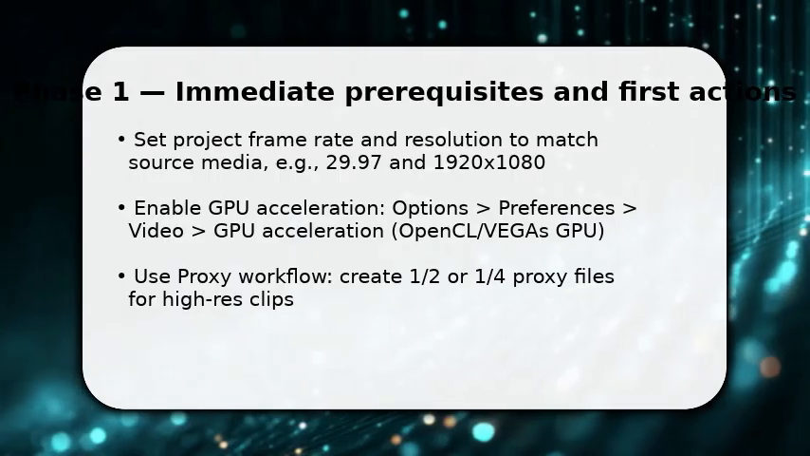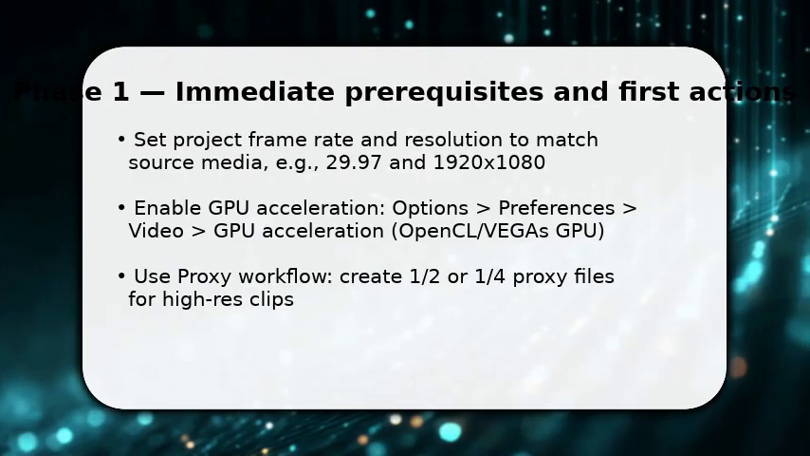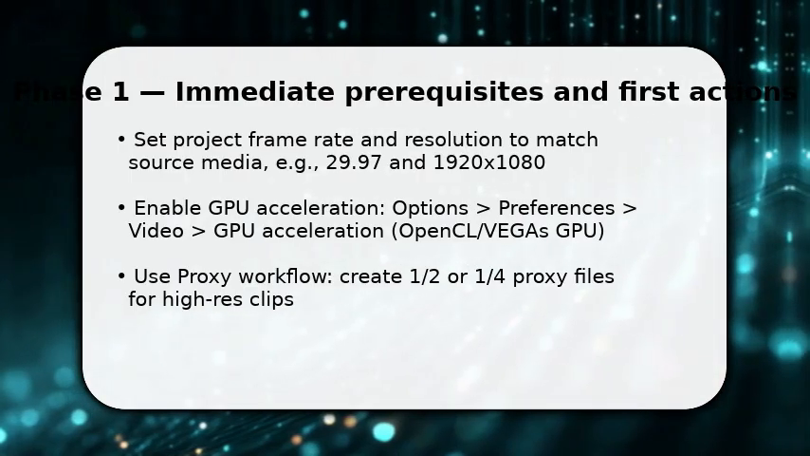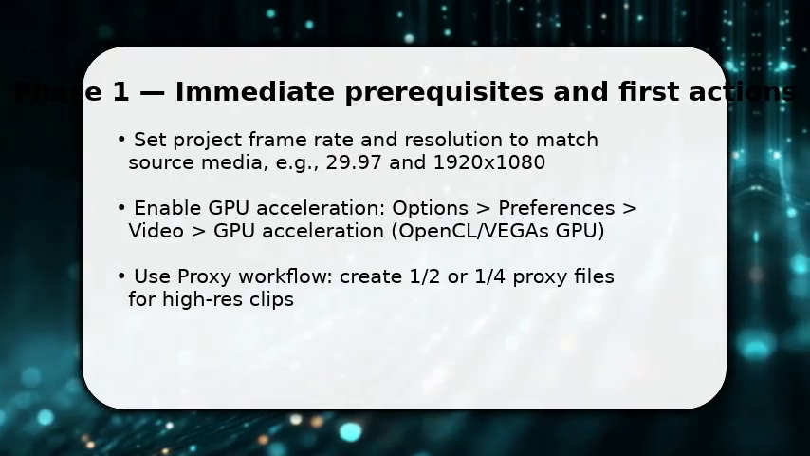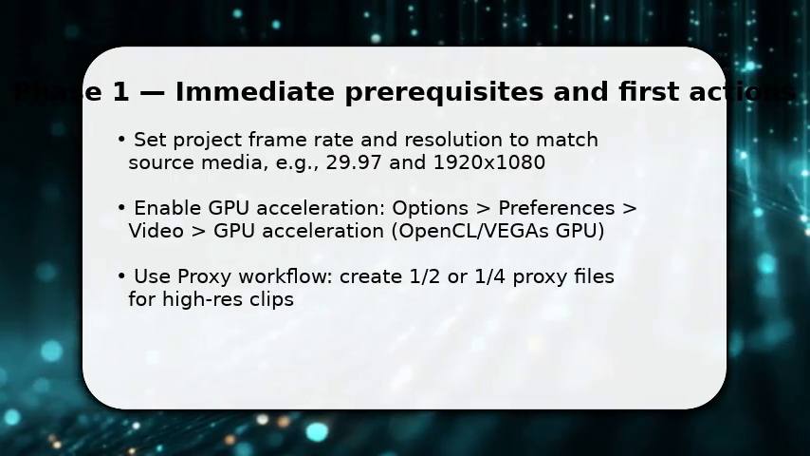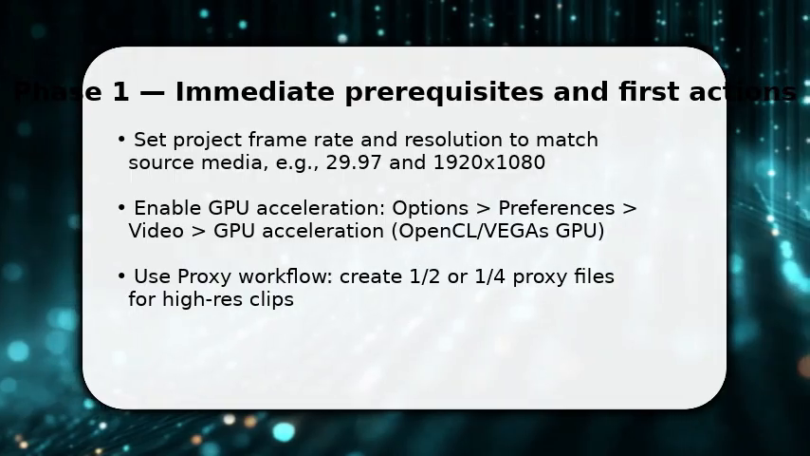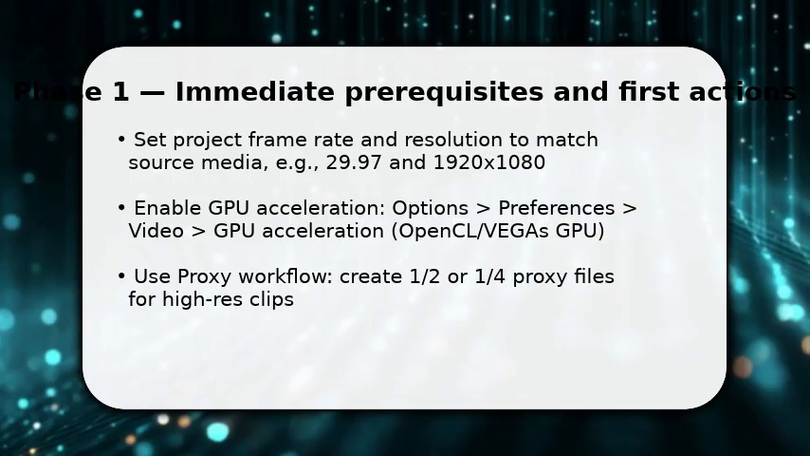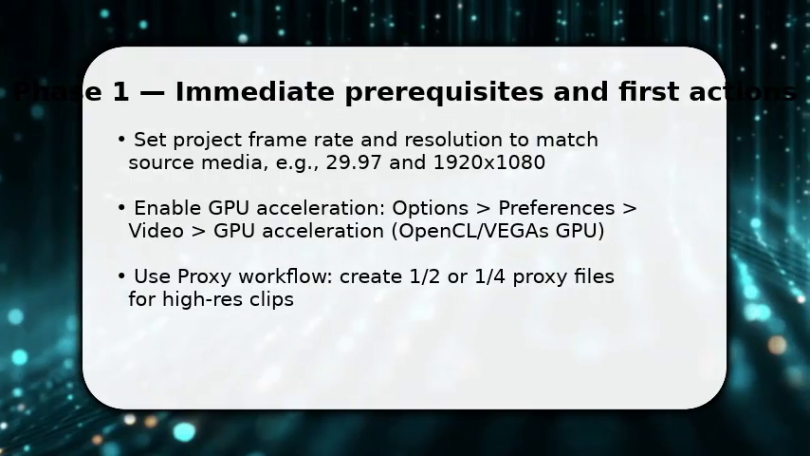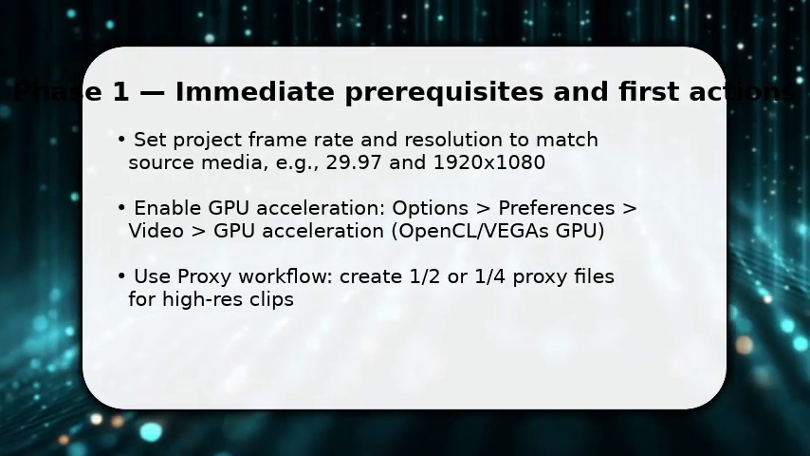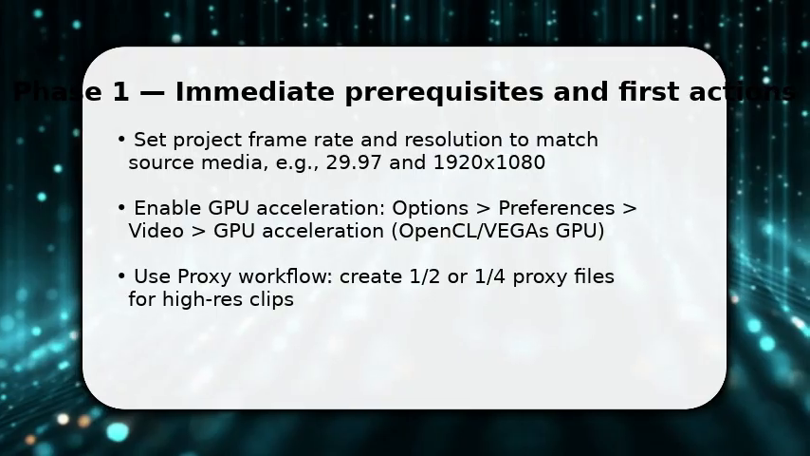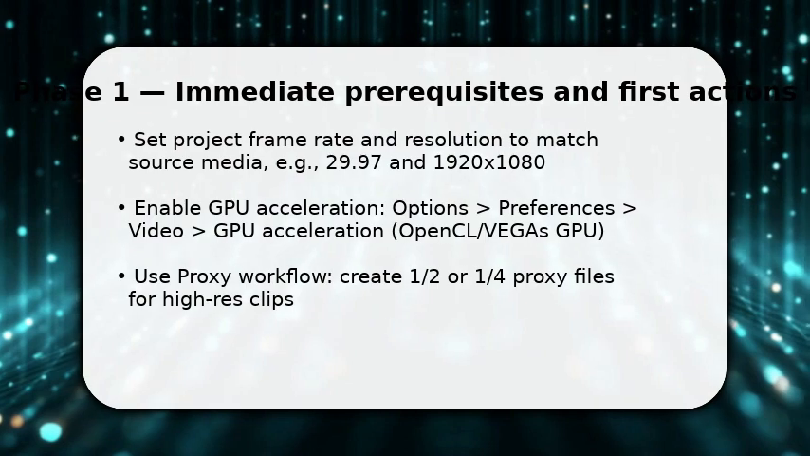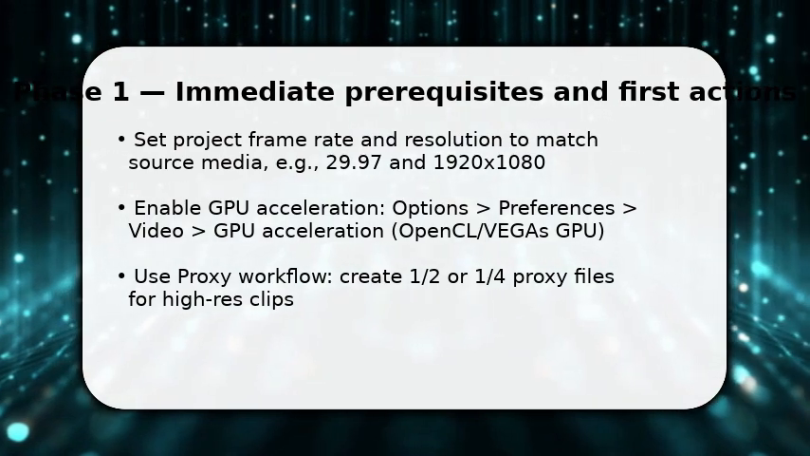You start by aligning the project to the media so Vegas doesn't waste resources transcoding on the fly. First, match frame rate and resolution. Next, enable GPU acceleration in preferences so your graphics card handles previews. This offloads CPU. While you're at it, create proxy files at 1/2 or 1/4 resolution for heavy footage. This speeds scrubbing and playback. Once done, save a project copy with proxies enabled so you can revert if quality matters later.